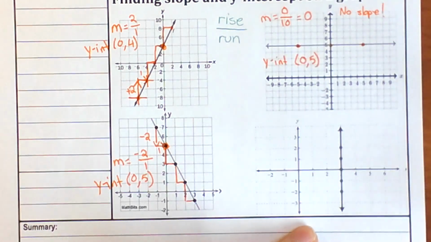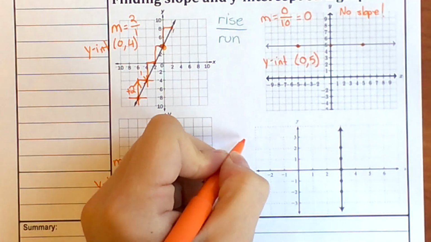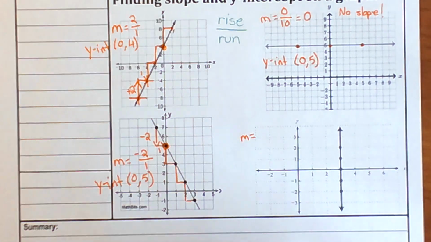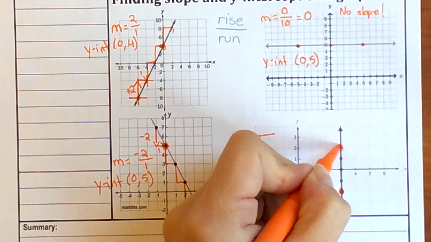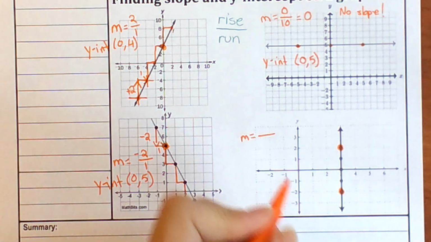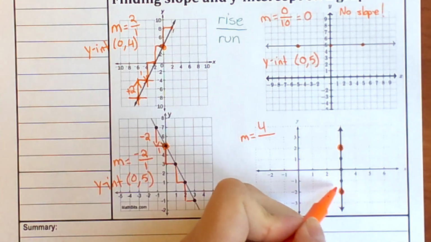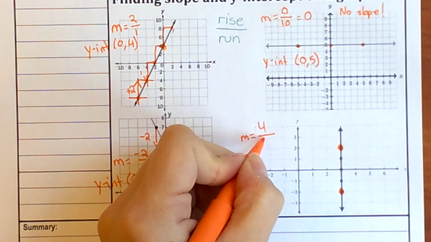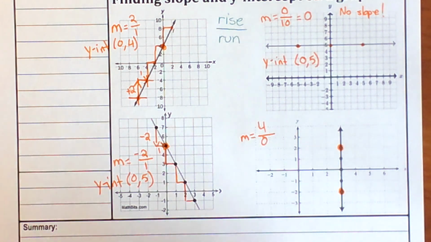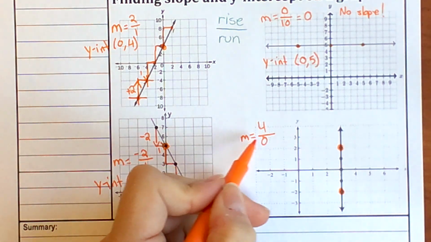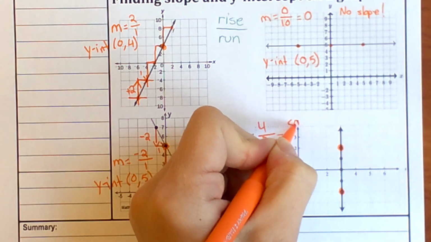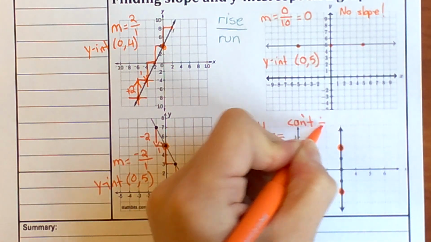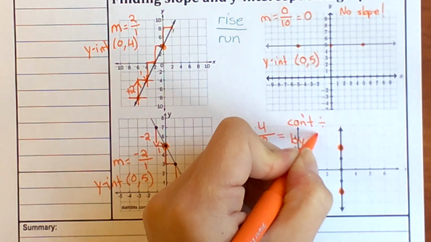Last graph over here to the right, if I write my slope, m equals, so my rise over run, let's say I go from my lowest point to my highest point. I am rising up 4, 1, 2, 3, 4, and I'm going over 0. And we get the same issue. 4 divided by 0 can't work. You can't divide by 0.